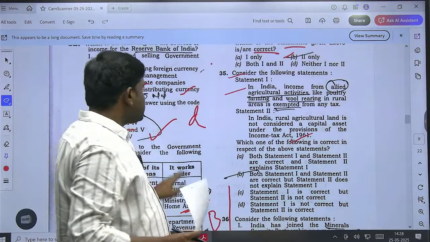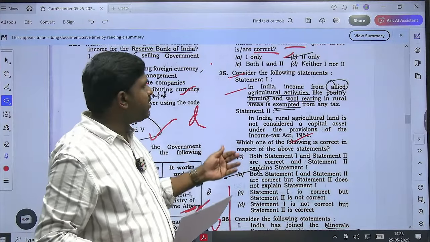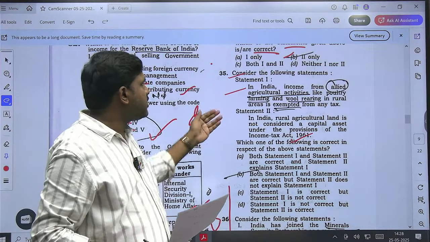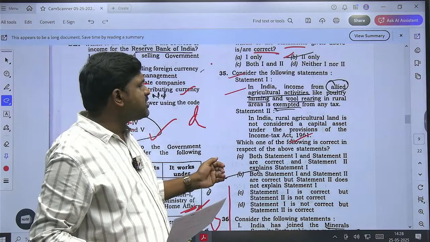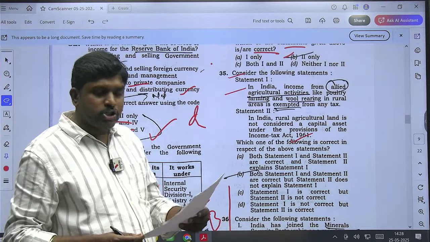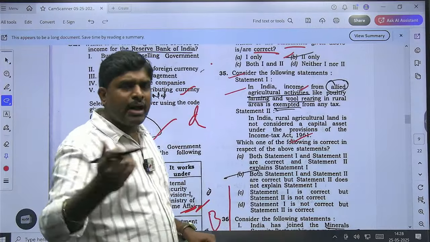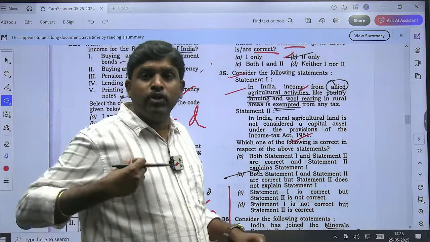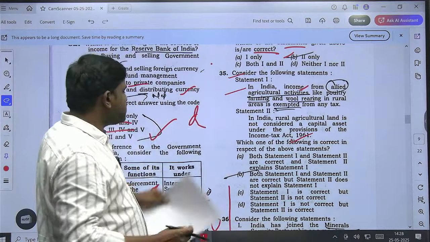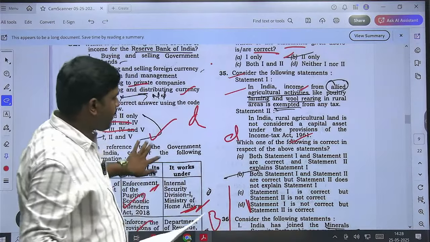35th. Consider the following statements in India. Income from allied agriculture activities. Agriculture and allied activities like poultry farming and wool rearing in rural areas is exempted from any tax. Rural agriculture land is not considered capital asset under the provisions of. 35th answer is only statement 2 is correct. Poultry and wool is not exempted. These both are not at all exempted. Poultry farms are under the ambit of tax. No. Poultry farms, wool rearing, woolen cloths, woolen companies. So answer for 35th is answer D, where statement 1 is not correct, statement 2 is correct.